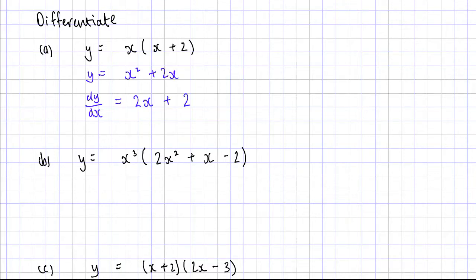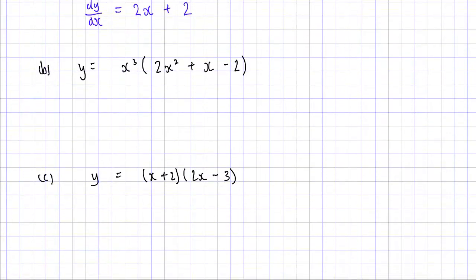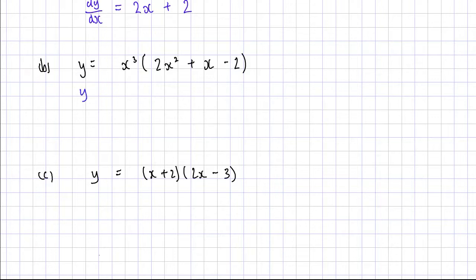plus 2. Okay, next one, I'm going to start by saying y is still equal to, okay, and now I'm going to multiply x cubed with everything inside this bracket. So I'm going to have 2x to the power of 5 plus x to the power of 4, take away 2x to the power of 3.